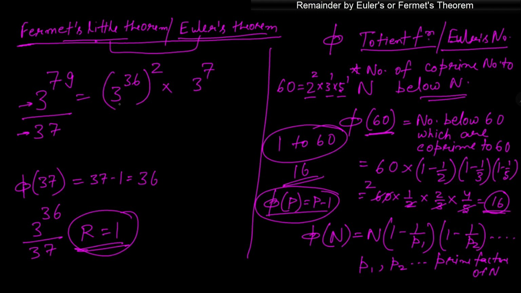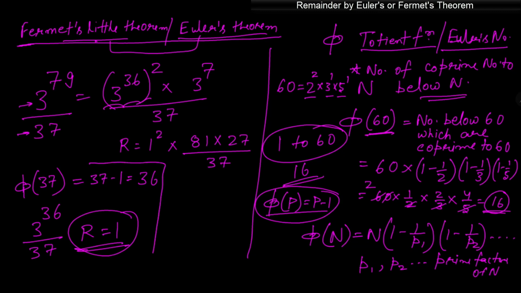3 to the power 7 divided by 37. For the larger part, the remainder will be simply 1 squared into... Now 3 to the power 7, you will have to divide carefully. What you can also do is write 3 to the power 7 as 3 to the power 4, that is 81, into 3 cubed, that is 27, and divide by 37 one by one. So this will make it a little easier.